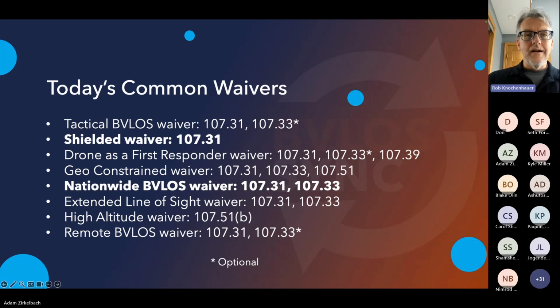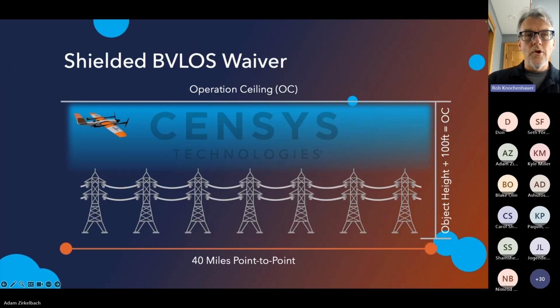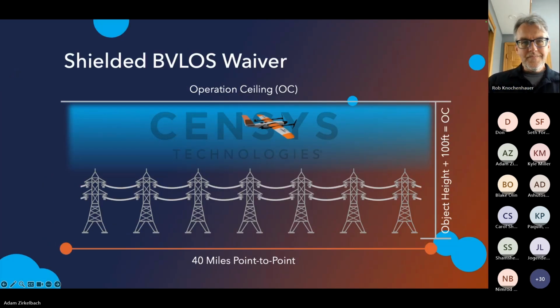So typically that is using the infrastructure itself as a kind of masking to ensure that it maintains well clear from any air risk that might be involved in those operations. Kind of related to that is the shielded waiver, which is an operation where you can operate longer distances away. And this is an example of that.